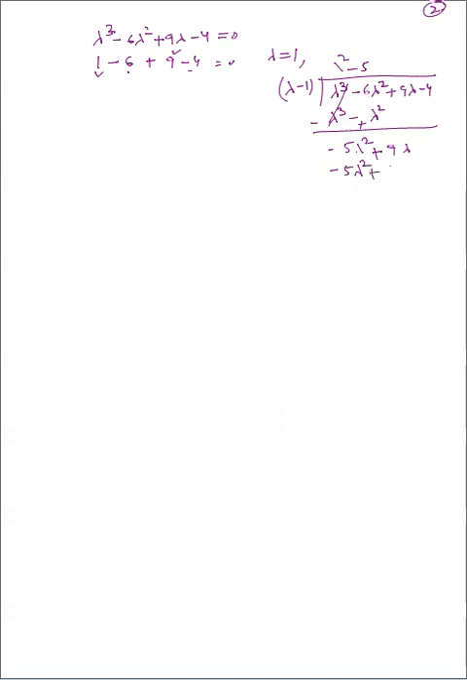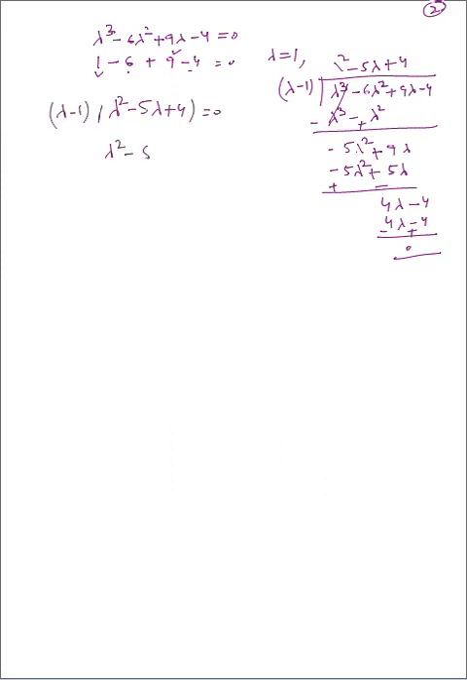and plus 5 lambda, so this comes 4 lambda minus 4. So this was lambda, and here this is plus 4. 4 lambda minus 4, so this is 0. So lambda square minus 5 lambda plus 4 into lambda minus 1. So from here we can say plus 4 is equal to 0. Lambda square minus 4 lambda minus lambda plus 4 is equal to 0.